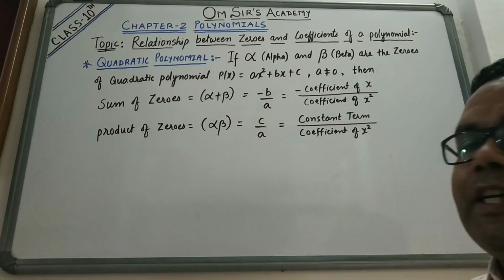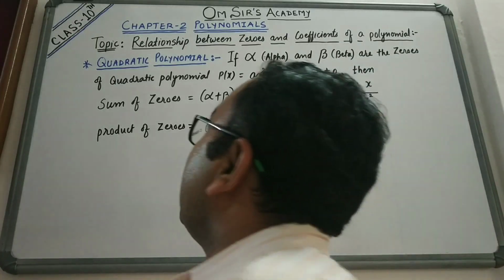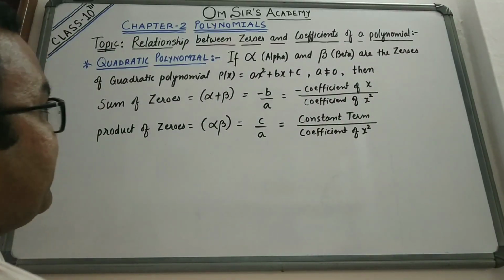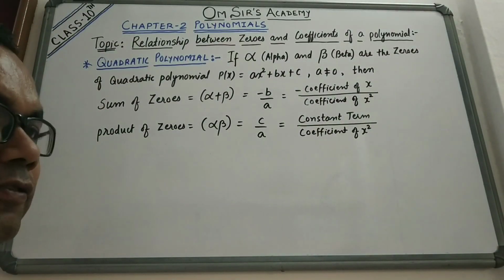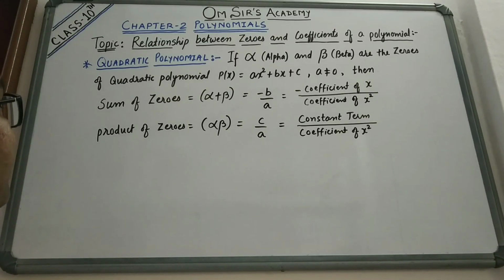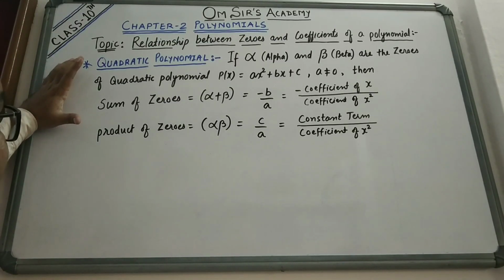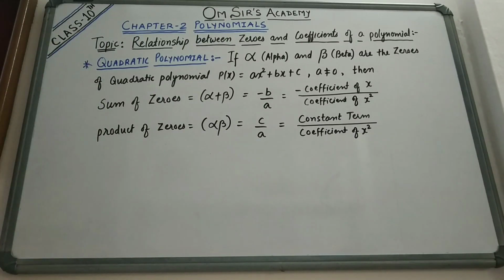In this video we are going to learn a new topic, that is verifying the relationship between zeros and coefficients of a polynomial. So friends, you will be given many sums in this chapter that you have to verify the relationship between zeros and coefficients of a polynomial. Okay, so here it is just the definition that how we can verify the relationship between coefficients and zeros of a quadratic polynomial. Okay friends, so let us start.